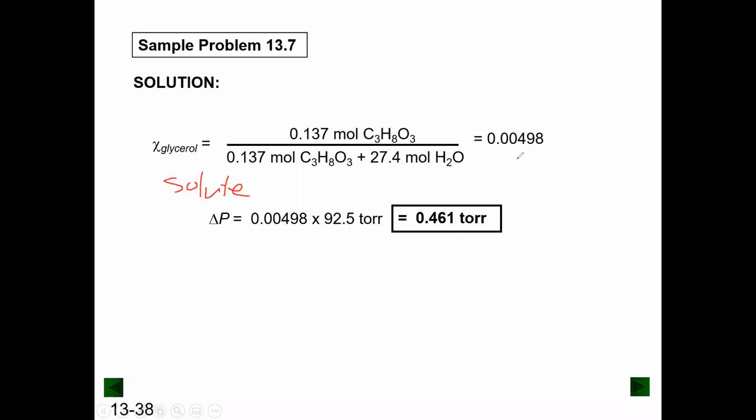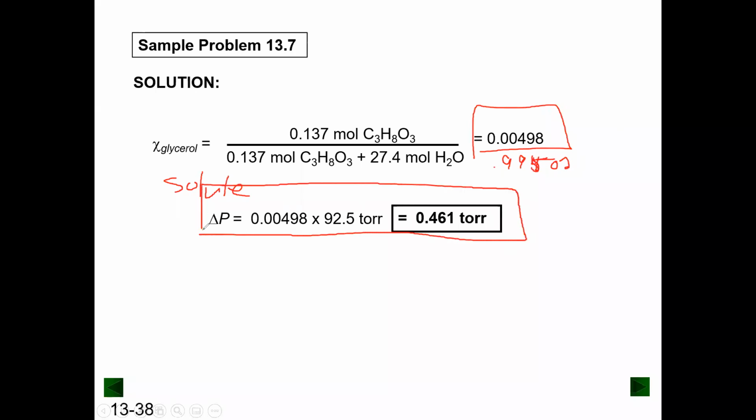If we look for the mole fraction of water, that would be our solvent. And we end up with this number right here, a very small number. We assume that the other number, which is the mole fraction of your solvent, would be 0.994502, whatever that number is. You plug it into that equation at the bottom. The change is equal to the mole fraction of your solute times your pure solvent pressure. And this is how much it is changing by.